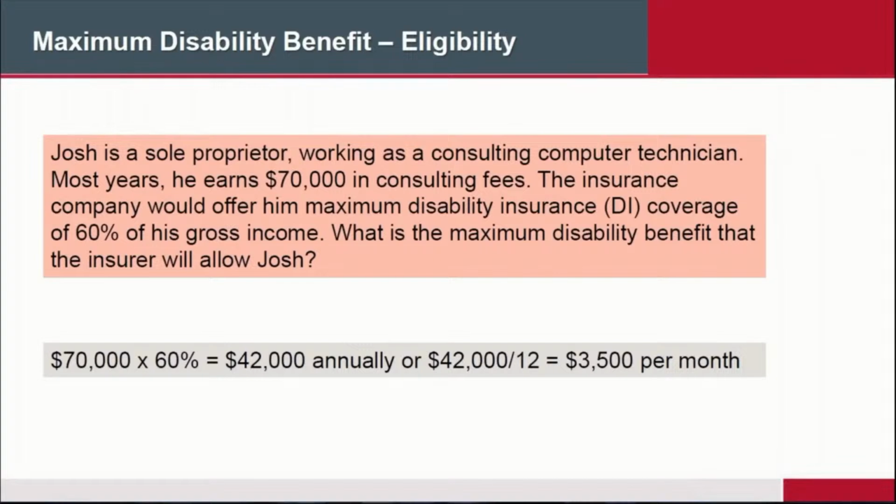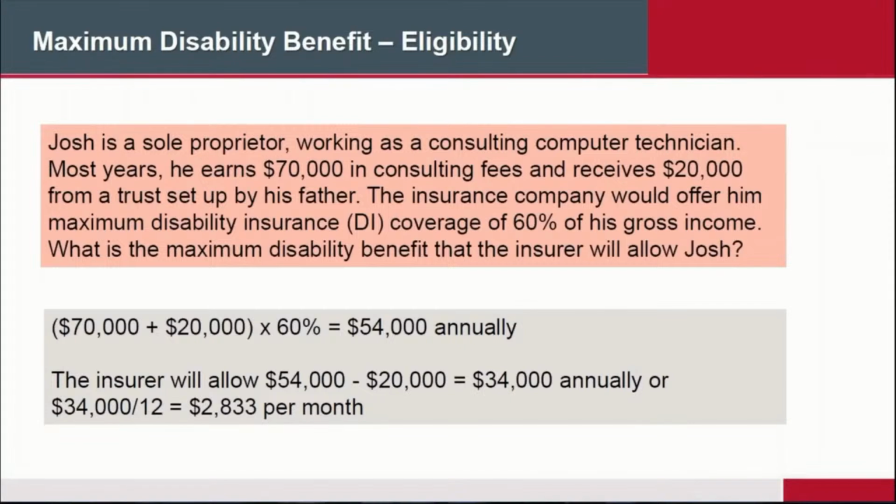So it's quite straightforward. Where the mistakes usually are made is trying to figure out what the earned income is. As I said before, we don't insure unearned income. We only insure earned income. So let me give you an example of that situation. So here's the next one.